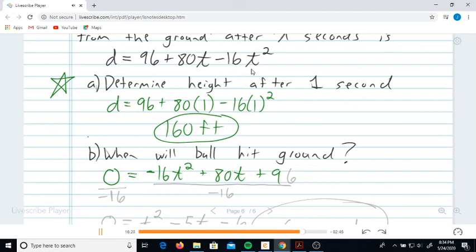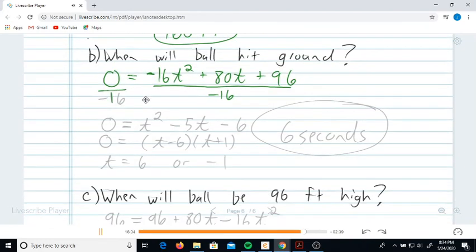I recommend trying to make these numbers a little bit smaller, so let's do that. All these numbers have a common factor of 16, better yet negative 16. I'm going to divide by negative 16. The reason I'm doing that is I want to make that leading coefficient equal to 1. It makes factoring a lot easier. That's t squared minus 5t minus 6. Okay, so that does factor. It factors to t minus 6, t plus 1.